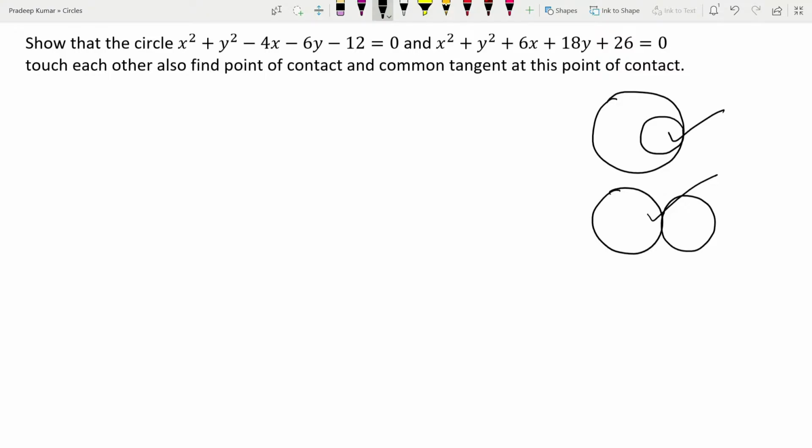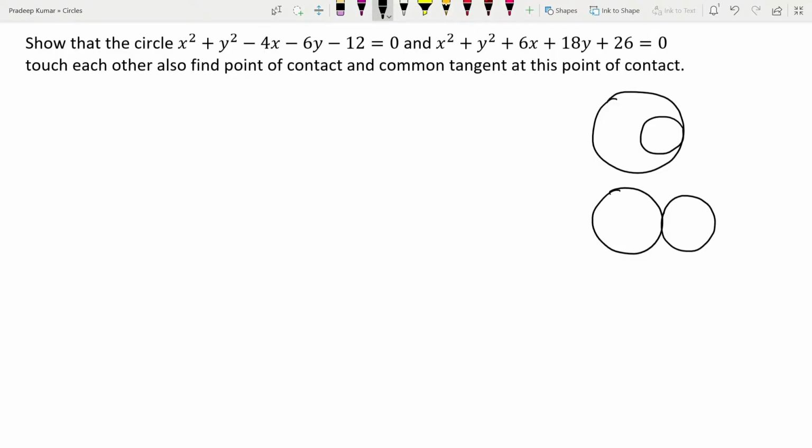The second thing they're asking is to find the point of contact. This is the point of contact where the two circles meet. If they are externally touching, this is the point where both of them meet, so we should find that particular point of contact. If it is internal, this will be the point of contact that we should find. And they're also asking us to find the common tangent at this point of contact.